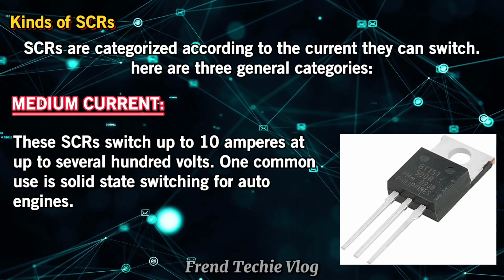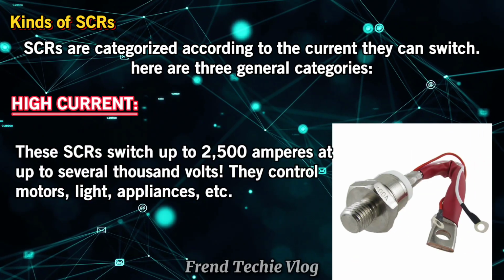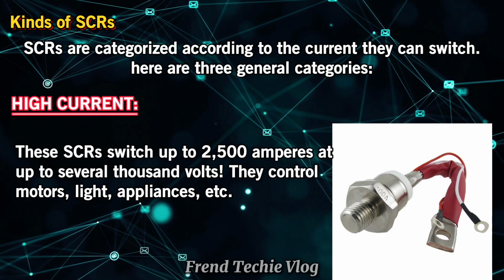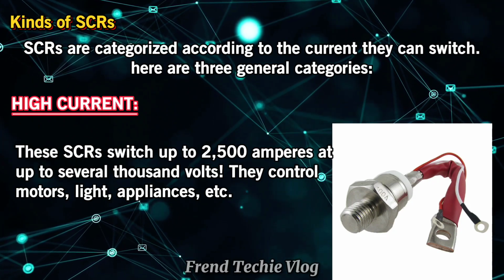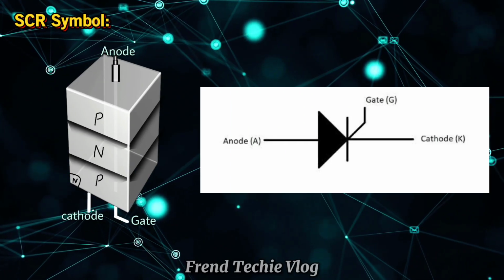One common use is solid-state switching for auto engines. High current. These SCR can switch up to 2,500 amperes at up to several thousand volts. They control motors, lights, appliances, etc. This is the SCR symbol.